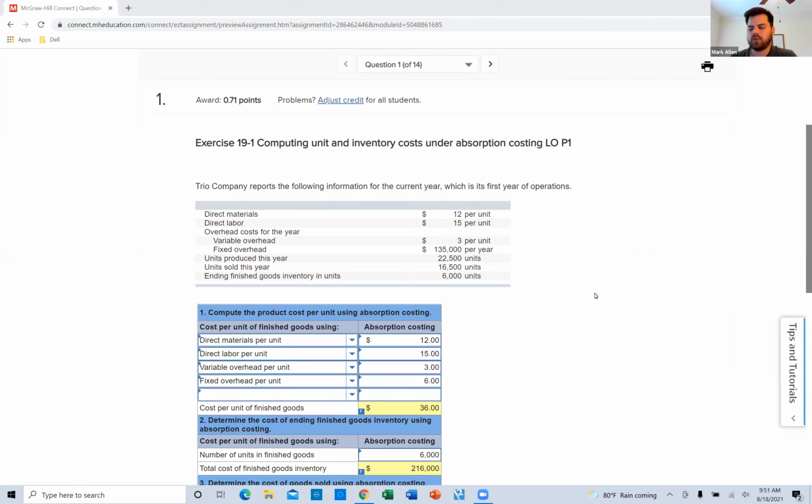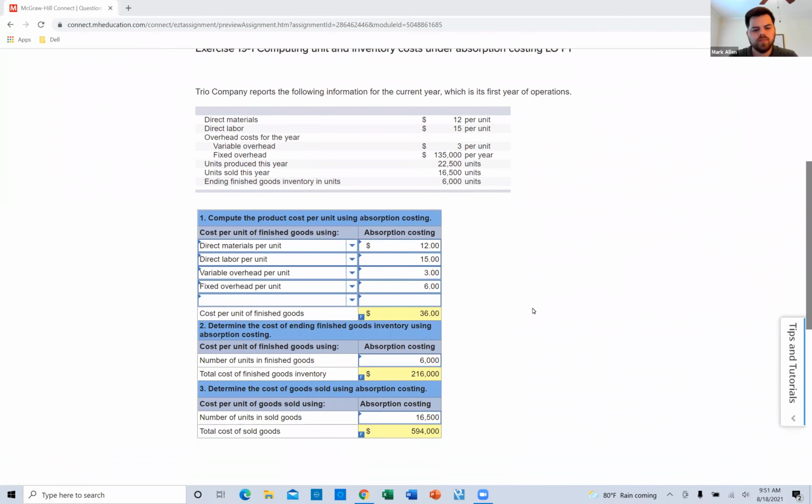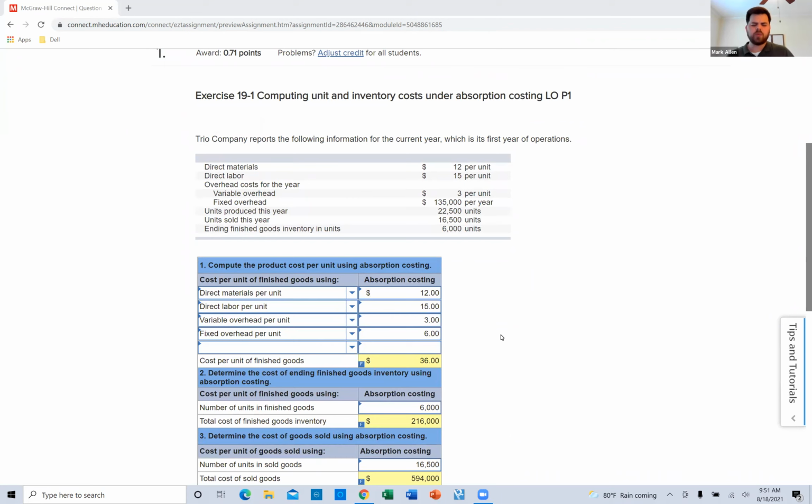And what they ask us to do is pretty simple. They say, compute the product cost per unit under absorption costing. I do apologize, I thought this one had us doing it both ways, but it does look like we're just doing this with absorption. So the first thing that we have to understand is that absorption costing looks at all of the costs associated with the production of this unit. So that includes direct materials, of course, direct labor, and also variable overhead and then fixed overhead per unit.